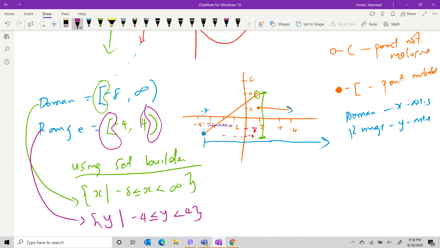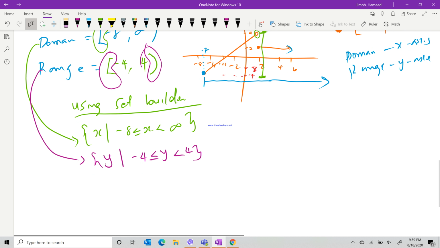So it means for this function, in terms of set builder, the domain is x values such that -8 is less than or equal to x, less than infinity, and then the range is just going to be y such that -4 is less than or equal to y, less than or equal to 4. So this is how you get the domain and range of functions. I hope this makes sense to everyone.